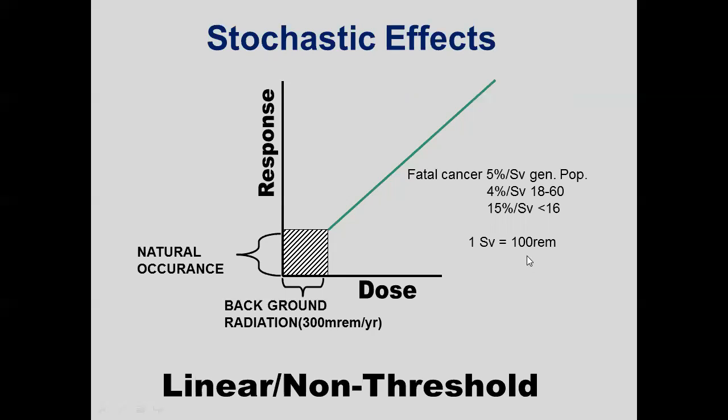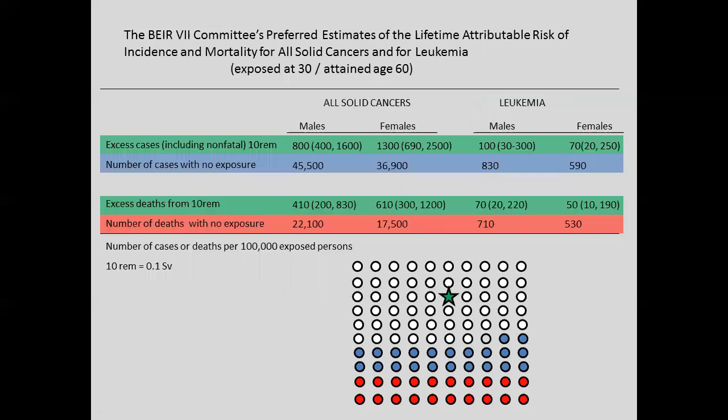So 1 sievert is equal to 100 rem, okay? So by comparison, what you are allowed to get occupationally in a year is 5 rem, okay? So we'll go over that in a second. I got some fun percentages to play with.